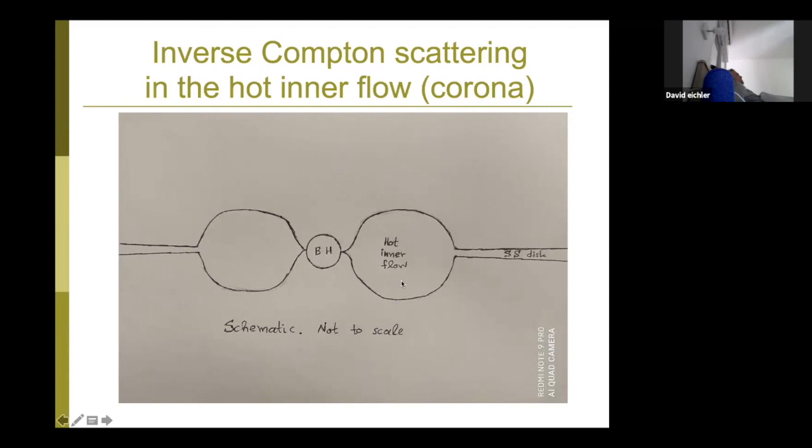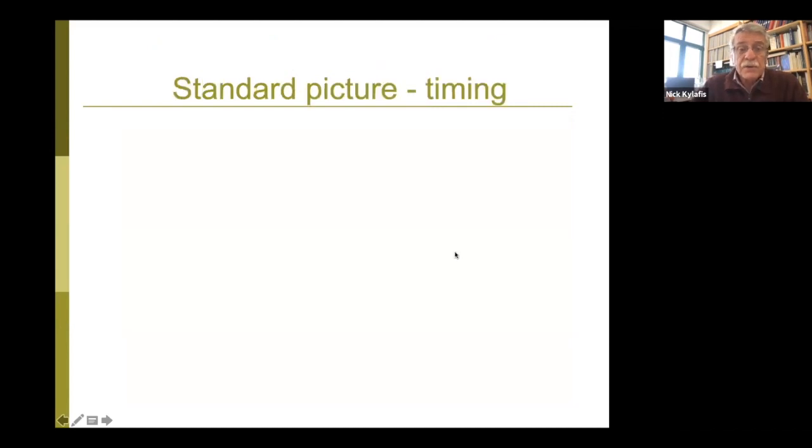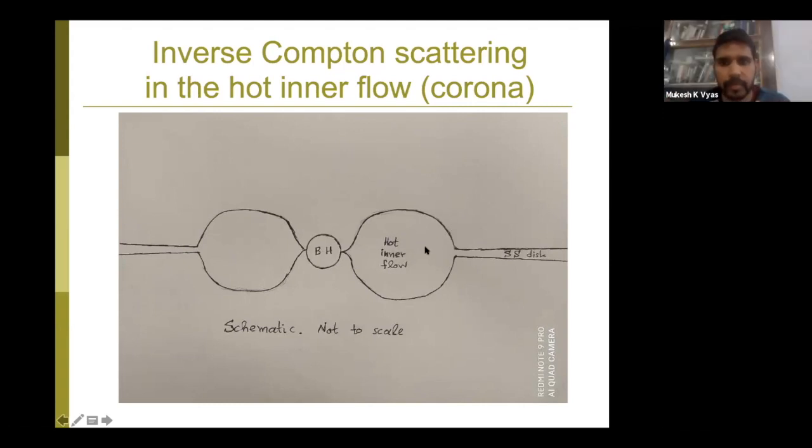Okay. So the picture then is that photons, soft photons, 1 keV or so, from here, either escape directly and we see that as a black body spectrum around 1 keV, or enter the hot inner flow, get... Can I make a comment? Sorry? Yeah, can I make a comment?